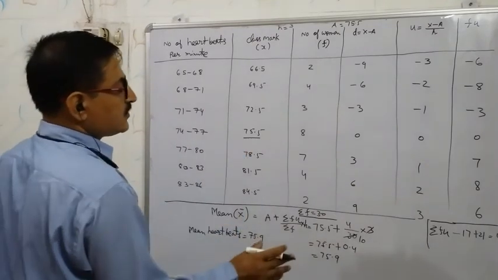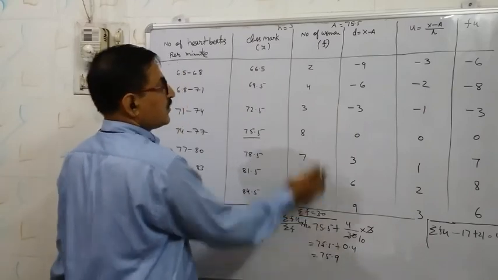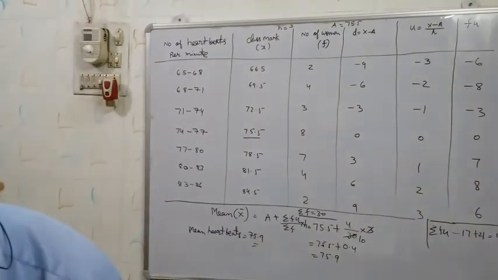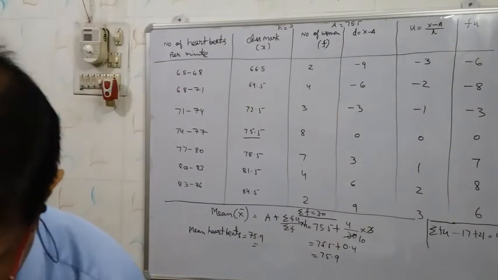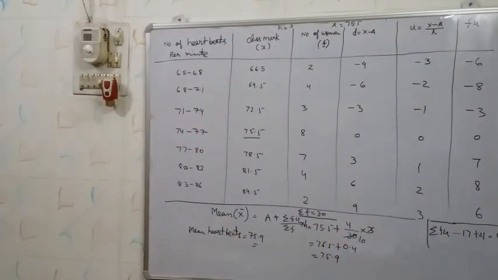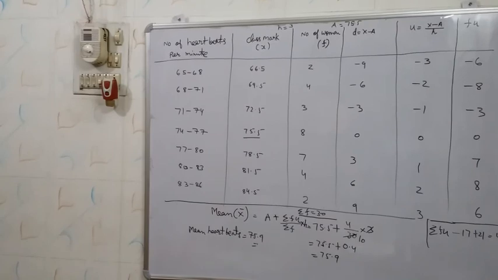So here you will see, students, that in the step deviation method the formula is a plus sigma fu upon sigma f into h. You find sigma f and sigma fu. When the numbers are big, this method lets us find the mean easily. You will see it properly. Okay students, thank you.